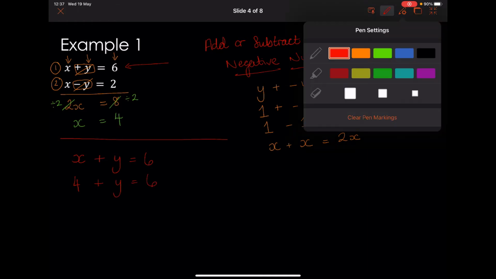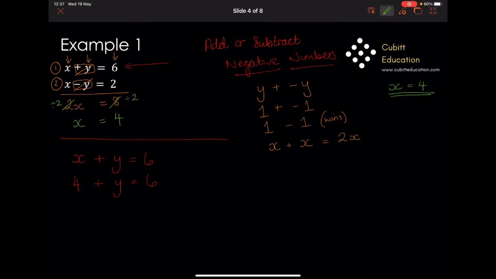And to work out y, we need to subtract 4, because it's saying a positive 4 plus y equals 6. 4 plus something equals 6. I'm sure you've already worked that out. So if we take away 4, y equals 2. Okay, I'm just going to pop that over there next to my x equals 4.